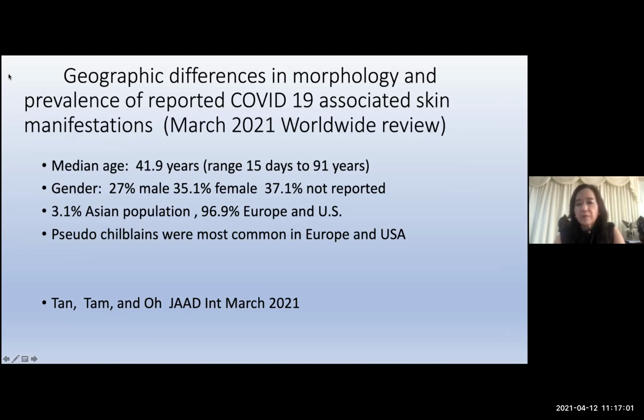There were more reports in Europe and the US rather than the Asian population. Based on my readings, I would attribute this also to the fact that the ILDS and the AAD have come up with a global registry. So the Asian population has only reported 3.1% as of March 2021. And pseudochilblains was the most common in Europe and the US.